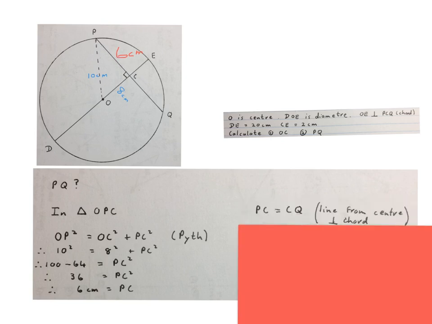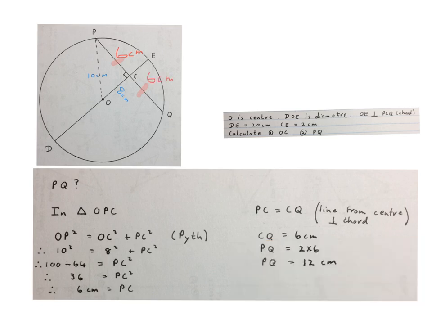Then you may write PC is equal to CQ, line from center perpendicular to the chord. So CQ is also 6 centimeters. And then PQ is twice 6. That means PQ is 12 centimeters. Please stop the video and get your brain around this problem.